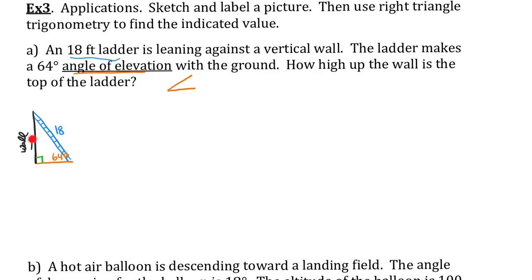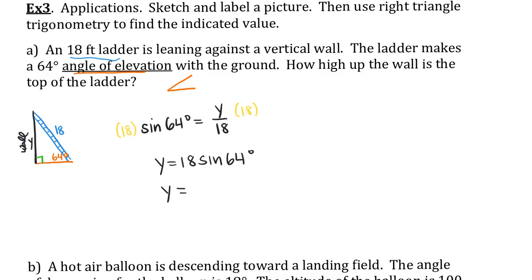So I know this is 64. The y is the opposite. The 18 is the hypotenuse. So opposite, hypotenuse, sine. Opposite over hypotenuse. I'm going to times by 18. And then I'm going to go ahead and put it in my calculator, and I'm going to just make sure it seems reasonable. I got 16.17, so I'm going to make it 16.2. That does look reasonable. The ladder's 18, so it should be smaller than 18.